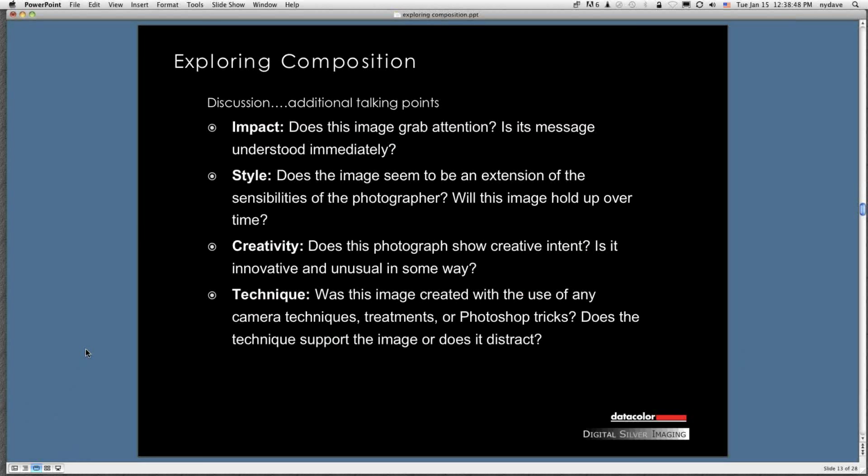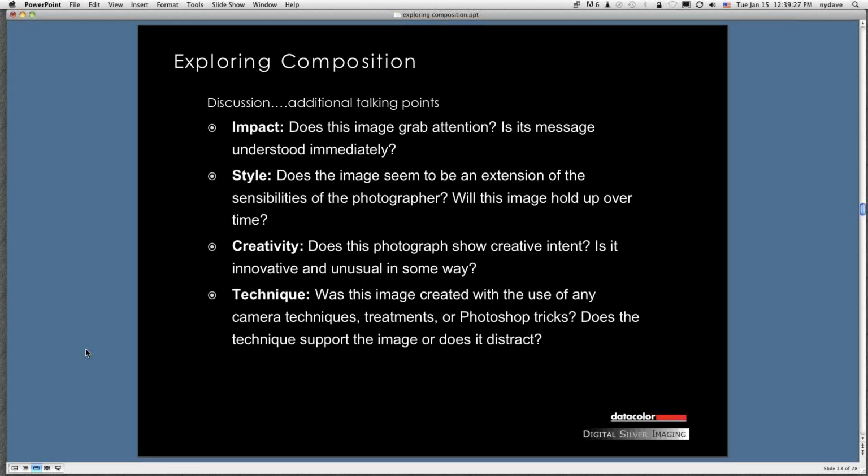Style, does the image seem to be an extension of the sensibilities of the photographer? Generally speaking, images that I see that are like that will hold up over time, that they strike an emotional chord with the viewer because they did originally with the photographer. And the classic example is Ansel Adams' love for the outdoors and the mountains and the environment comes through in every photograph that you see that he's taken as a landscape. And those images hold up. They're almost immortal.